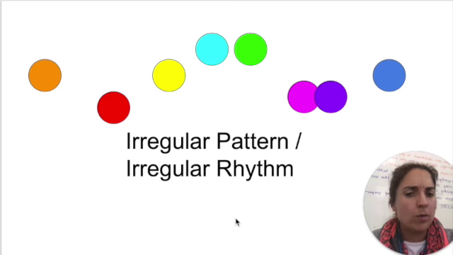When we have an irregular pattern combined with an irregular rhythm, it becomes a bit chaotic. It's difficult to follow. But remember, it still counts as a pattern because we have repetition. We have repetition, in this case, in the shapes, with the circles being repeated.